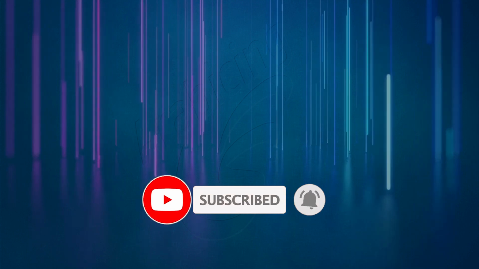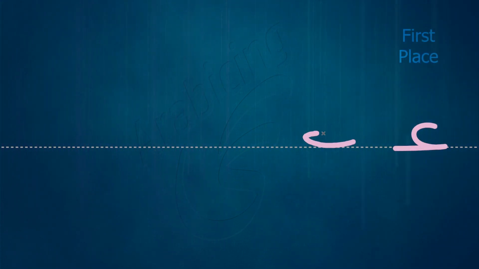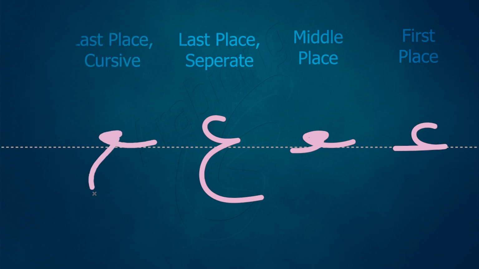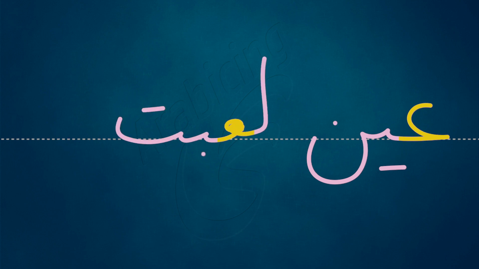Now how to write the letter? This is ayn in the first place, and middle place, and last place separate, and cursive. Now let's check back the letter in the first place. It is similar in shape to the letter Hamza from lesson 6. And this is the letter within words: عين, لعبت, سمع, شارع.